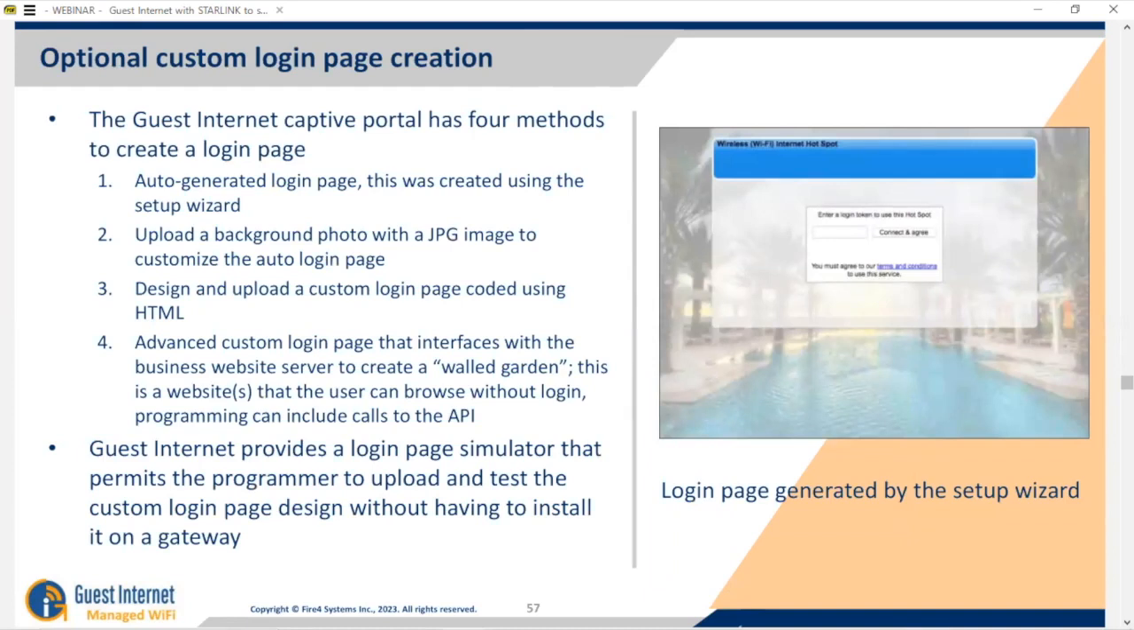We can create a custom login page. The login page that was created by the setup wizard is shown in the figure. It's a basic page that provides the information with a box to enter the code. One of the configuration options is to upload a background picture. And this would be a picture in a JPEG format and must be less than 196 KB.